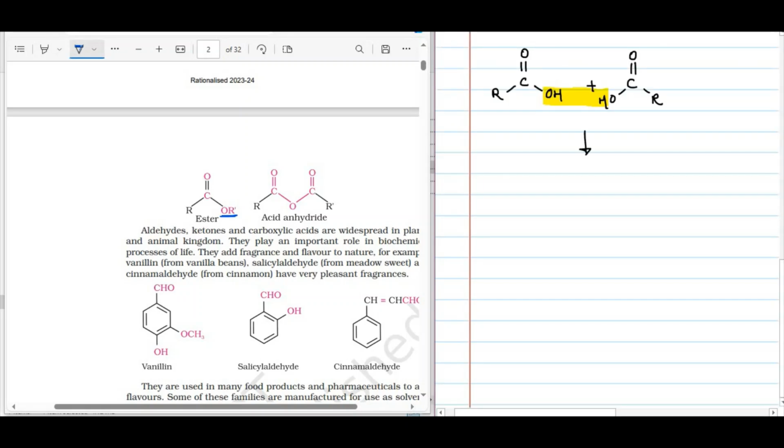So when you remove a water molecule from carboxylic acid (carboxylic acid minus H2O), you will get the structure C double bond O, which is bonded to O. When it is joined with C double bond O, this side is an R group and this side is another R group. So this is called an acid anhydride.